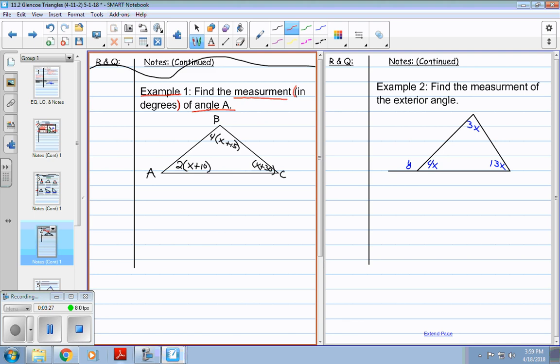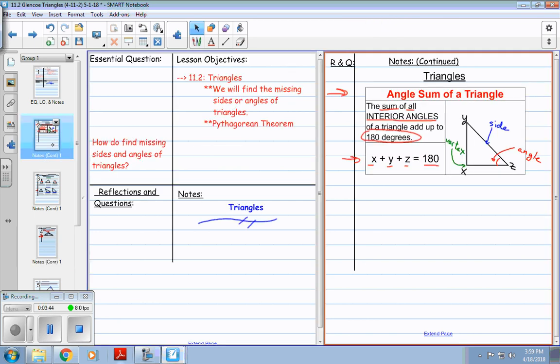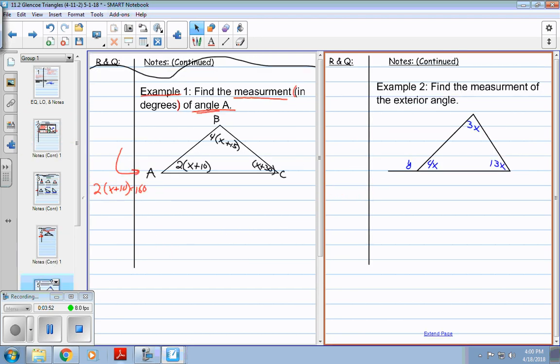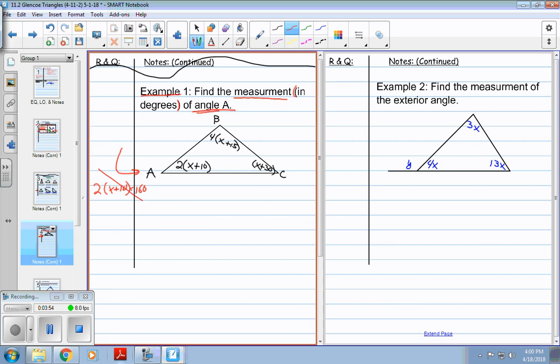So the most common mistake in this problem is students see angle A, and they set angle A, parentheses x plus 10, equal to 180. But that would mean that the entire angle A is 180 degrees. And what we're learning in this lesson is that all 3 angles added together have to equal 180 degrees. So back to our problem here. This would not be the correct setup. That is a common mistake students make.